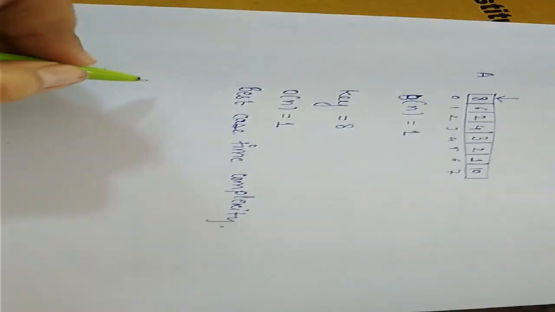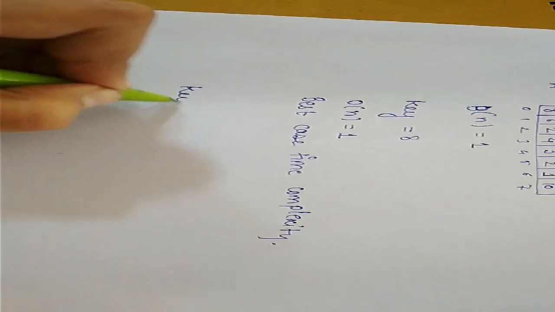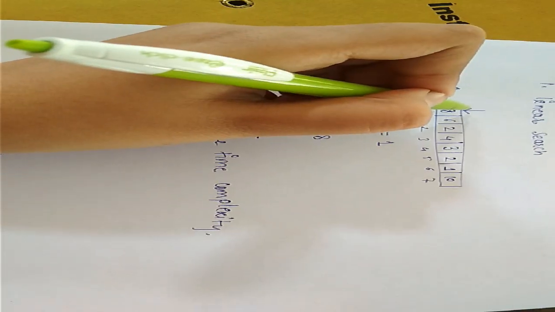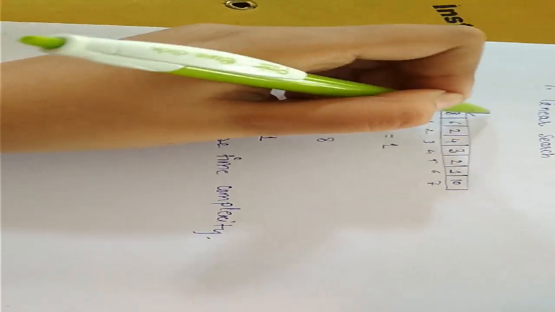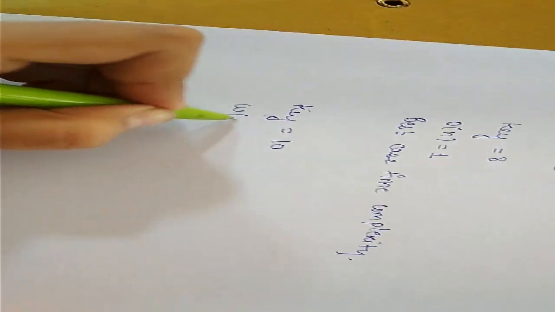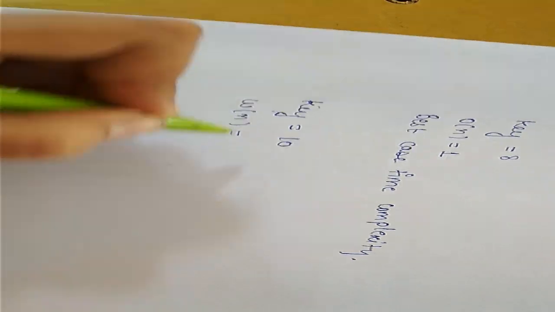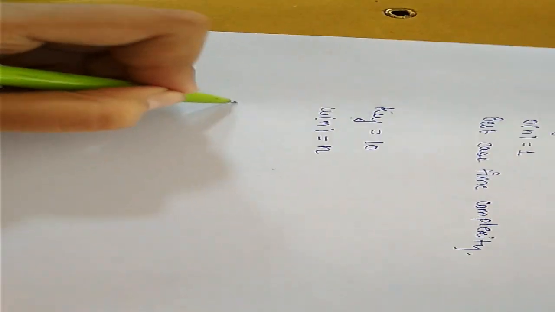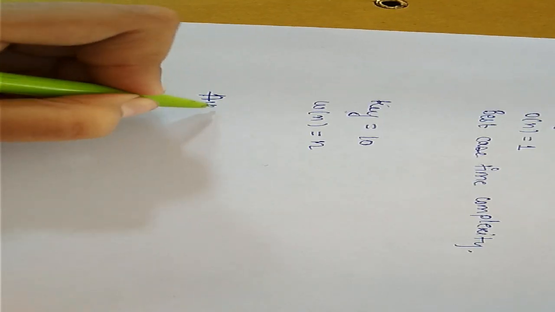Second, if say the key is 10. Now, to search the key 10 in this array, we need to compare each address. So it will take the maximum time, and that would be the worst case for this array. Say that we have an array of n numbers, so the worst case complexity will be n. The third one is average time complexity.